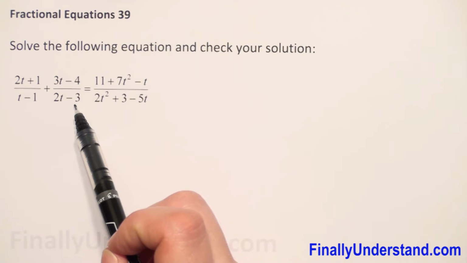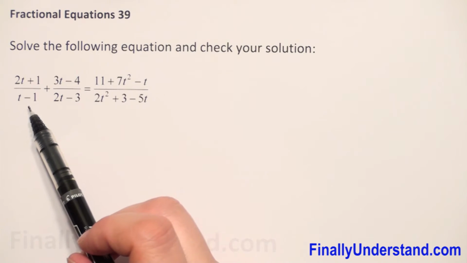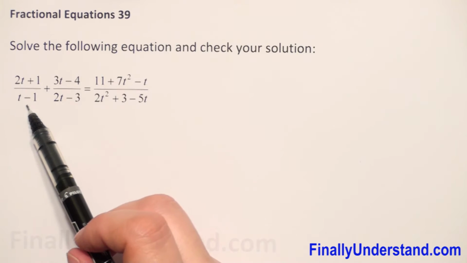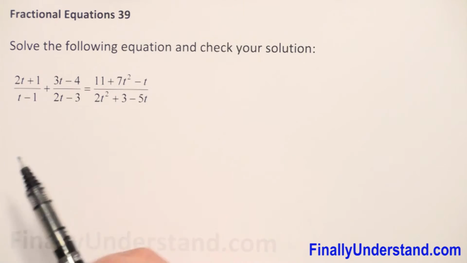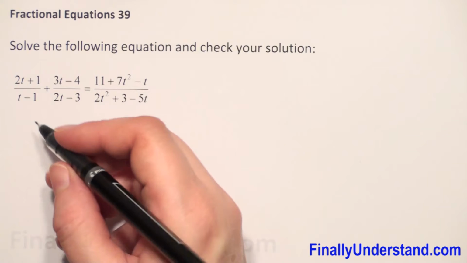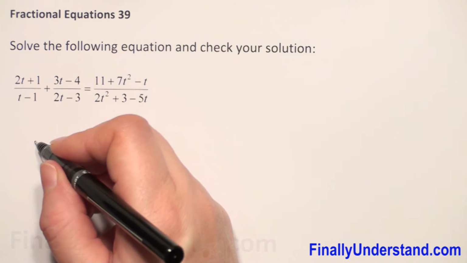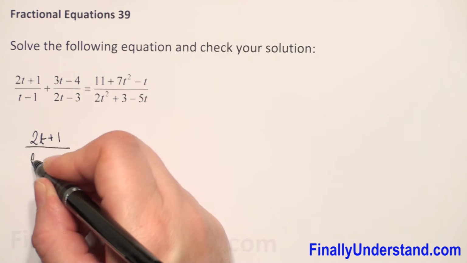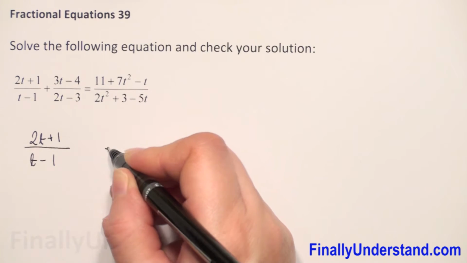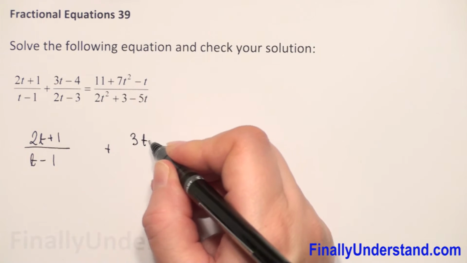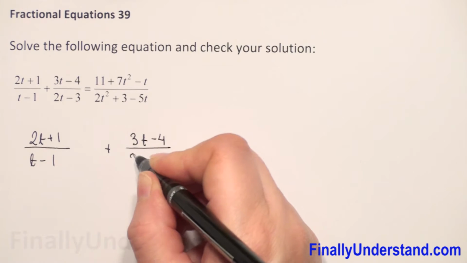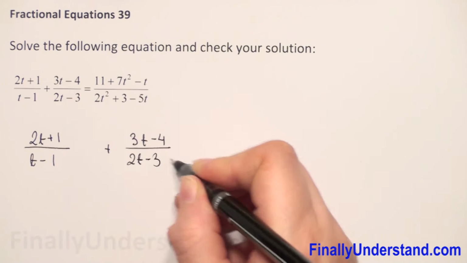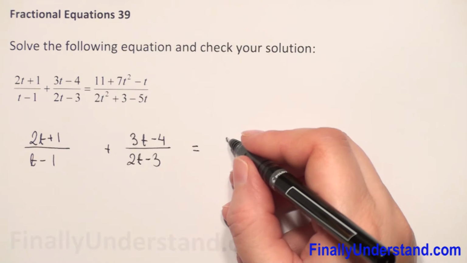So to get a common denominator, we have to multiply t minus 1 times 2t minus 3. So let me copy again our equation. We have 2t plus 1 over t minus 1, and we have plus 3t minus 4 over 2t minus 3, and the right side.